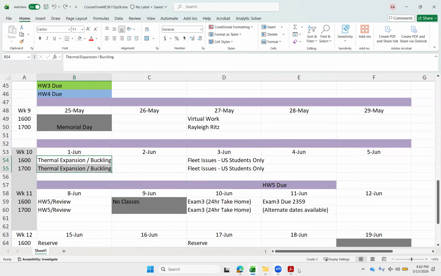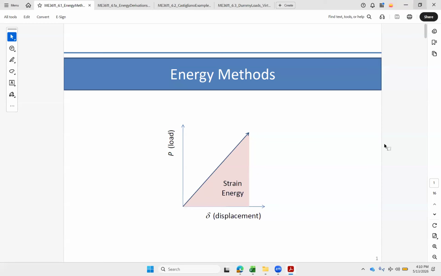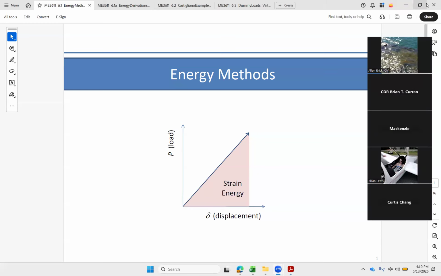All right, so let's dive into today's topic, which is going to be energy methods and looking at that strain energy as a property.